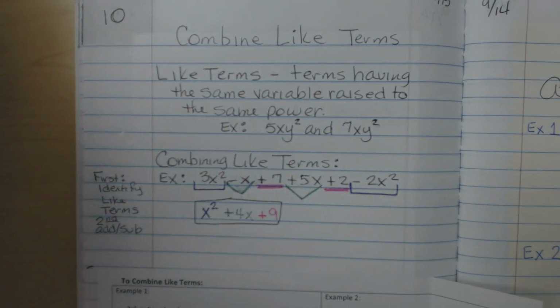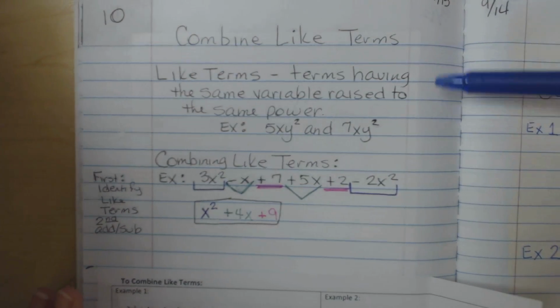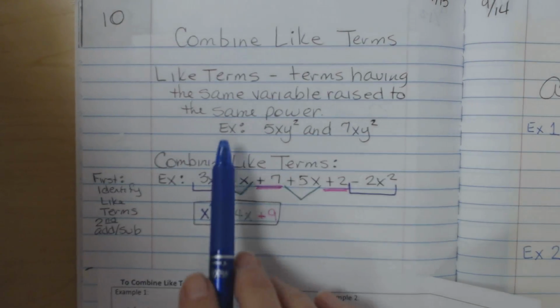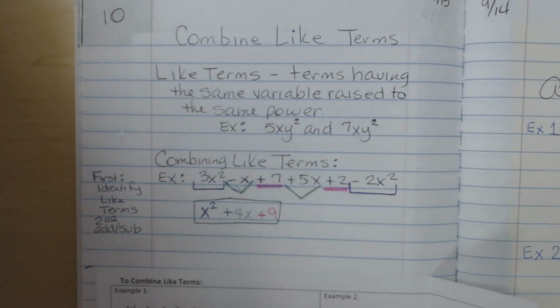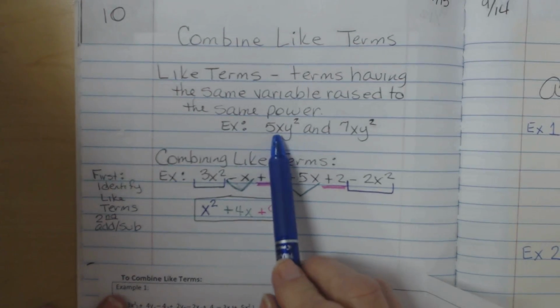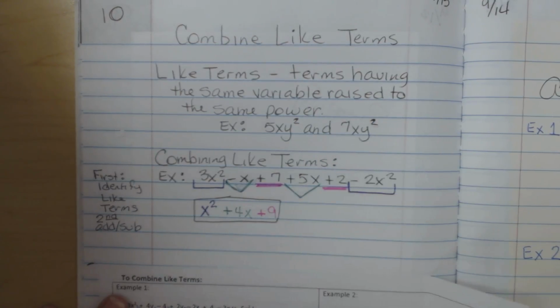In this video, we are looking back at combining like terms. We first defined like terms as terms having the same variable raised to the same power, and we have the examples of 5xy to the second and 7xy to the second. They both have an x raised to the first power and a y raised to the second power. So these are like terms.